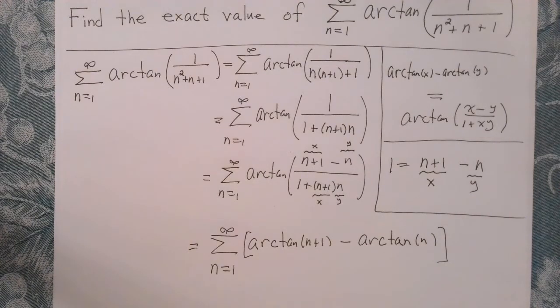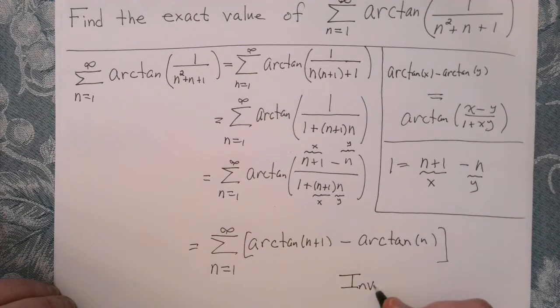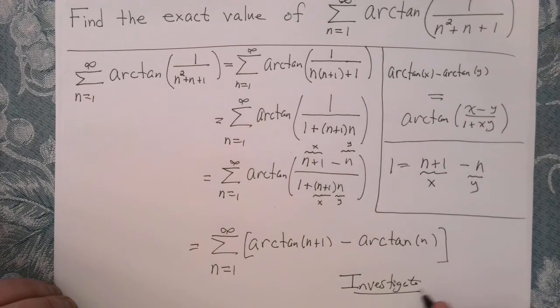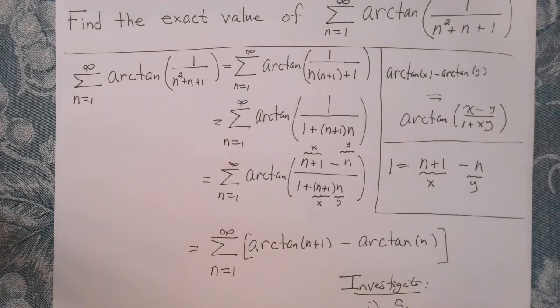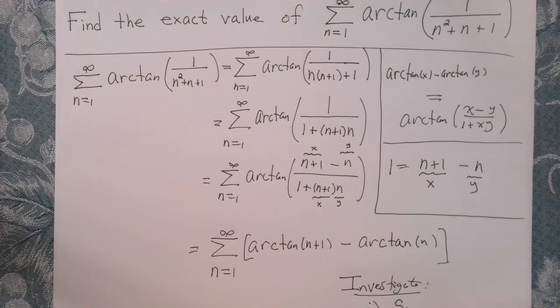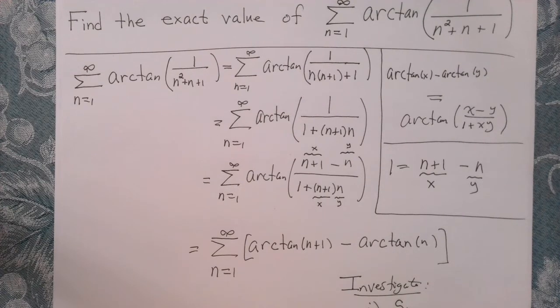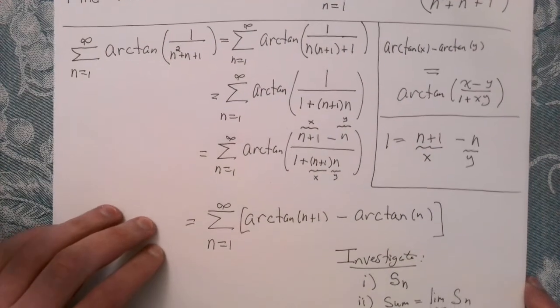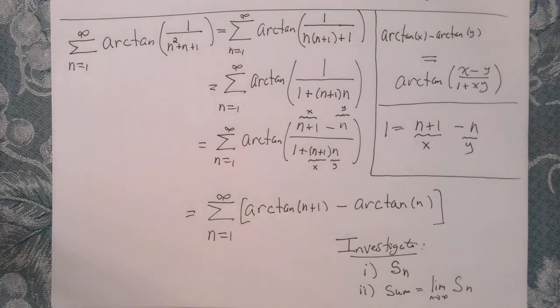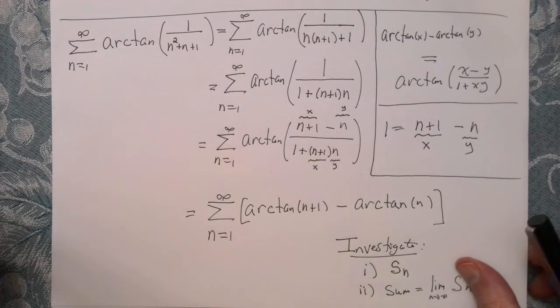So we're going to do a little investigation. Okay, so we're going to investigate. And so 1, we're going to find S sub n, the sum of the first n terms. And we're hoping to find that maybe some of the middle terms cancel and this really is of a telescoping form. And if it is, then remember that the actual sum will be the limit of S sub n. That's how we define the sum of the series. Okay, so let's go for it.